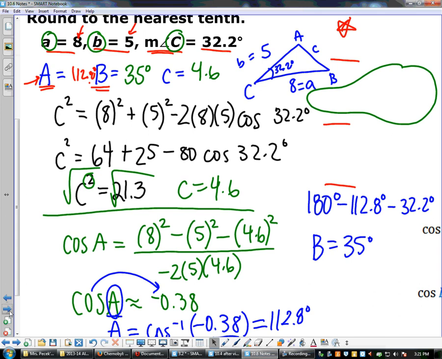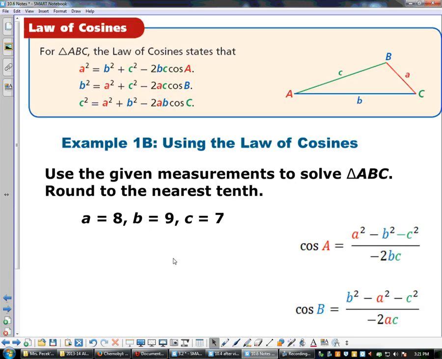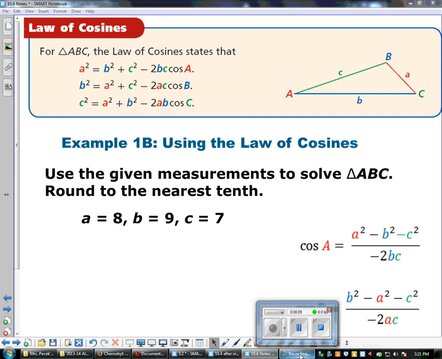Okay, so now let's look at another example. This example says use the given measurements to solve triangle ABC, round to the nearest tenth. In this case, we are given the 3 side lengths. A is 8, B is 9, C is 7.